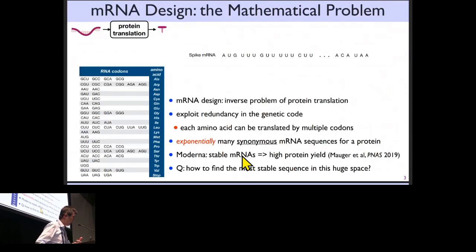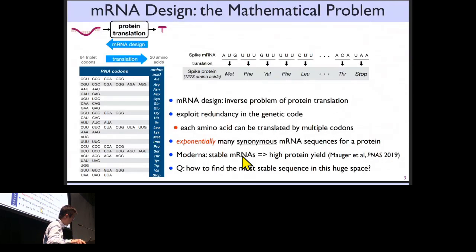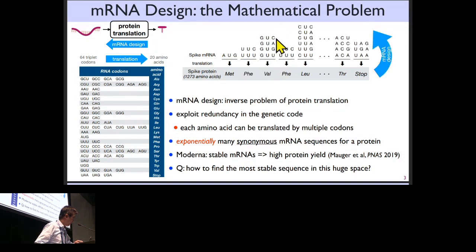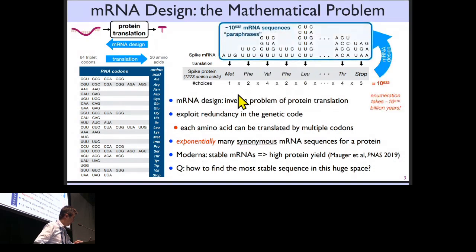For this audience, I can be very fast, because the translation process from mRNA to protein is deterministic, but the inverse problem is non-deterministic due to the redundancy in the genetic code. Each amino acid can be translated by multiple triplet codons, and if you just multiply the number of choices together, you get a humongous number because of a combinatorial explosion. Among all these, 10 to the power 600-something alternatives, which all translate to the same spike protein, which sequence should you use for vaccine development?